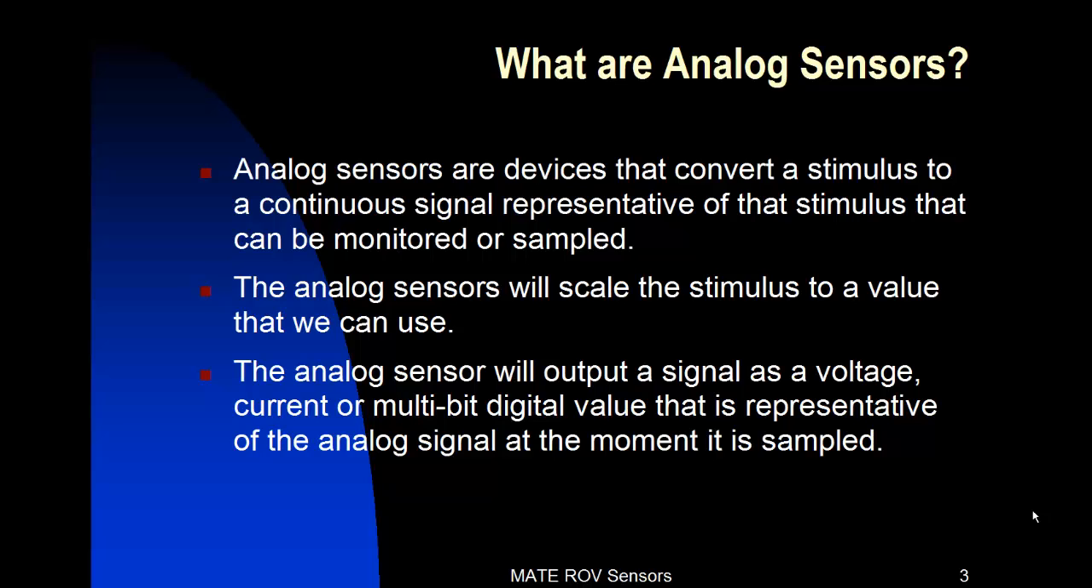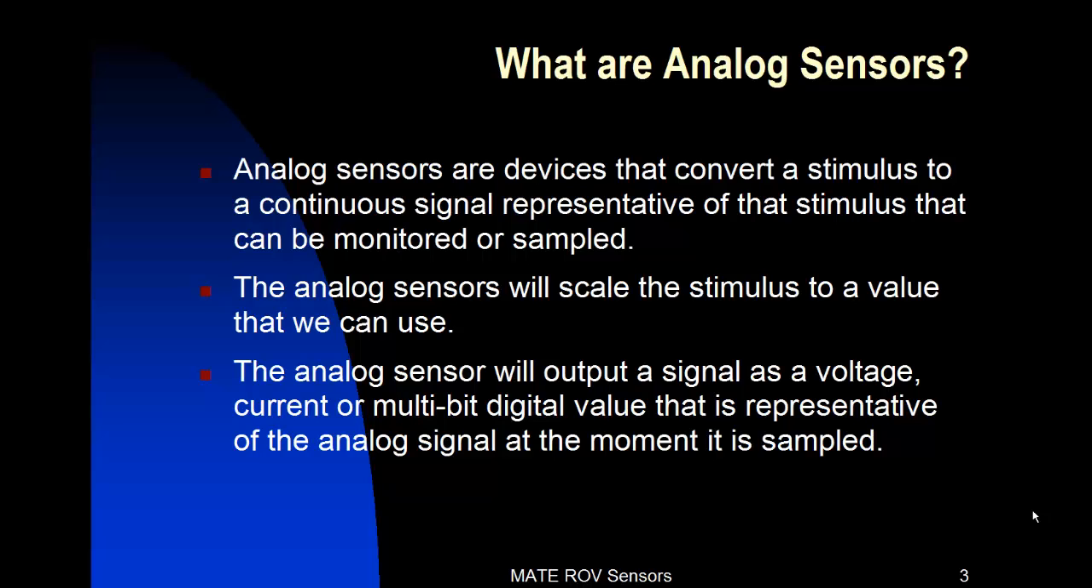Analog sensors are devices that convert an external stimulus to a continuous signal representative of that stimulus and can be monitored or sampled. In our case, we're going to be monitoring or sampling it with the Arduino. The analog sensors will scale that stimulus to a value that we can use. In our case, the Arduino will scale that sensor value between 0 and 1023.